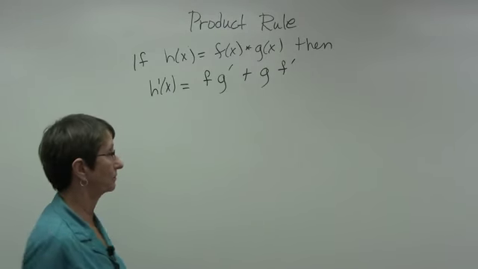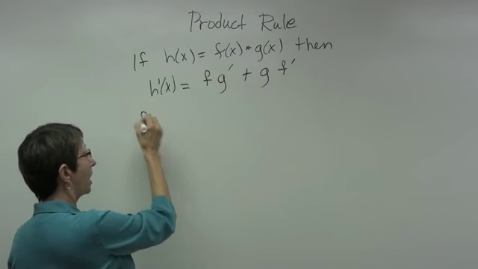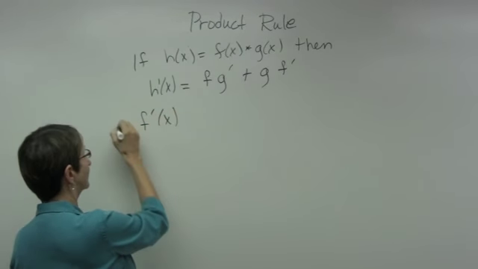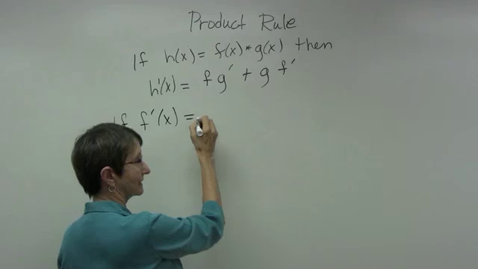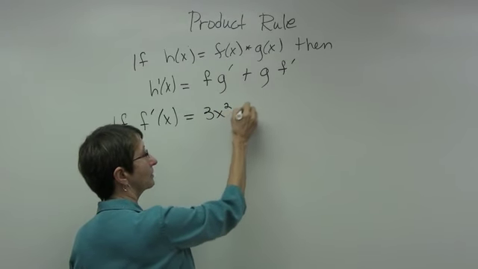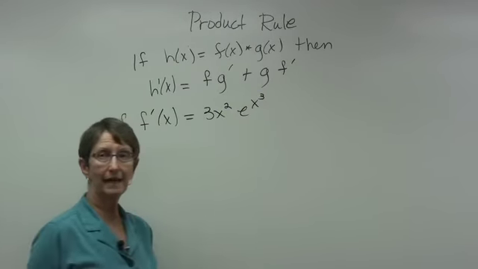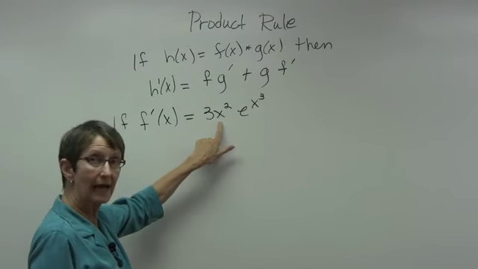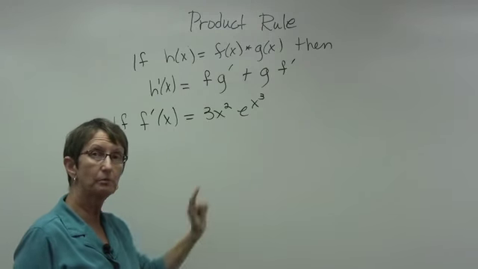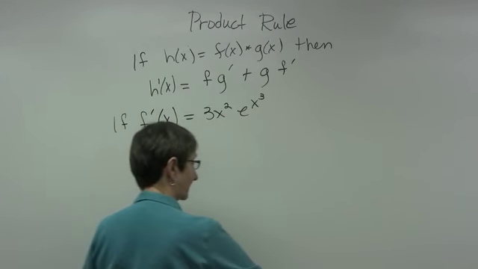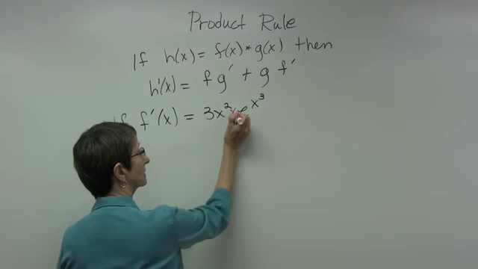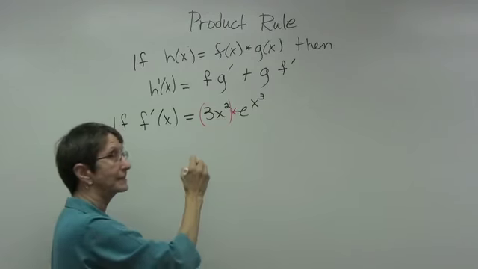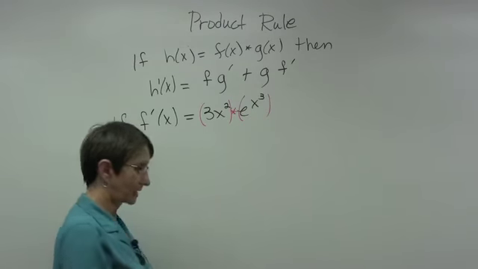So let's look at a function. Suppose I say my function f prime of x is equal to 3x squared e to the x cubed. Well, this is two pieces. There's an x, there's an x. They're multiplied together. So we can think of this as a product. And I have two pieces. I have a 3x squared piece, and I have an e to the x cubed piece.